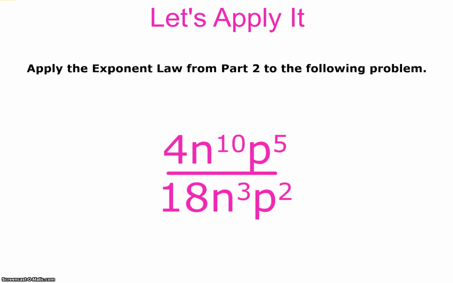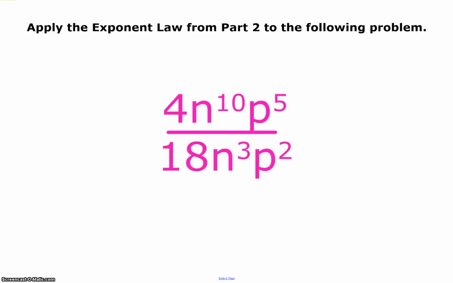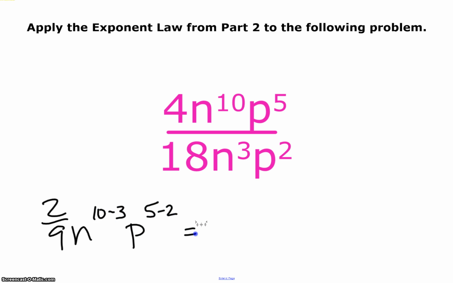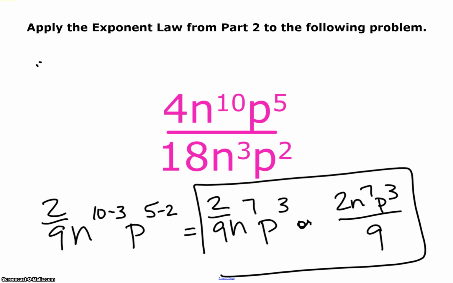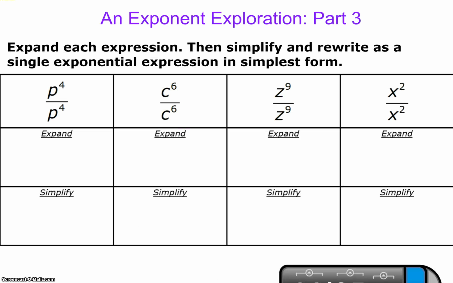Apply the exponent law from part 2 to the following problem. Again, 4 and 18 won't work, but you can find a common factor, and that is 2. So you're going to have 2 over 9 n, 10 minus 3, p, 5 minus 2, so that's going to equal 2/9 n to the 7th p to the 3rd, or 2 n to the 7th p to the 3rd, all divided by 9. Either one of those are acceptable answers. All right, go to part 3.